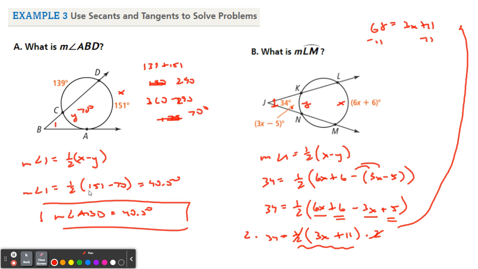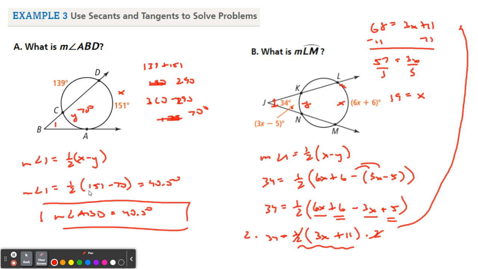And I'll subtract 11 on both sides. 59 equals 3x. Oh, I'm sorry, 57. It looks like a 57. 68 minus 11 is 57 equals 3x. And then divide by 3. I like 57 better because that's a nice number. That's 19. So 19 is x.